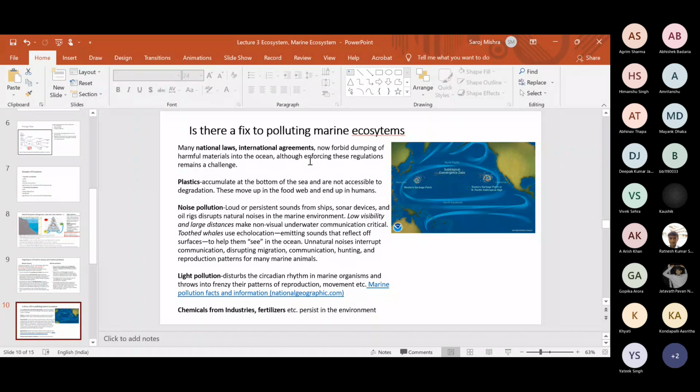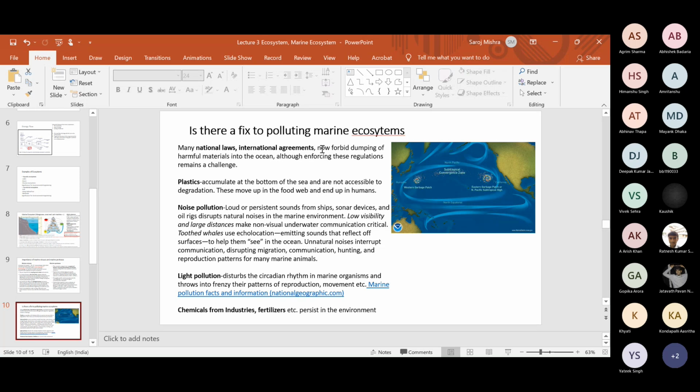So when you talk about polluting the marine ecosystems, there are just a couple of points which I want to bring to your notice. Because all countries are connected to each other through water bodies, which are a part of the marine ecosystem, there are national and international agreements now signed by different countries to ensure that these marine ecosystems are not affected. Although, as it says here, enforcing these regulations still remains a challenge.